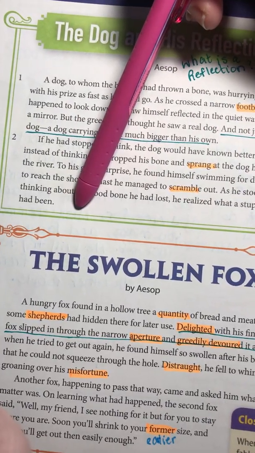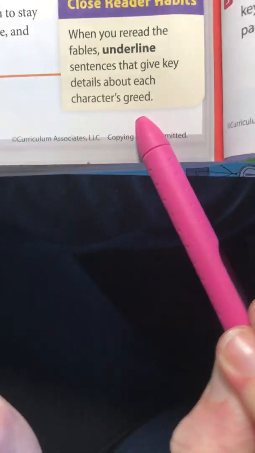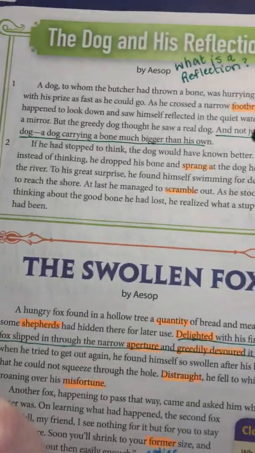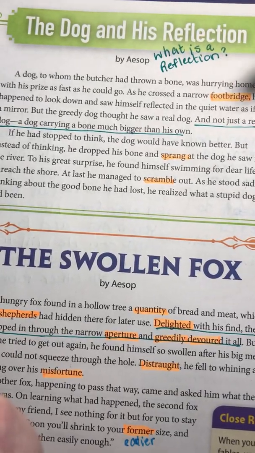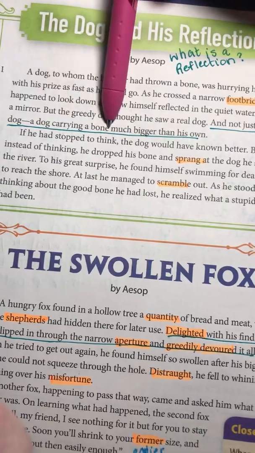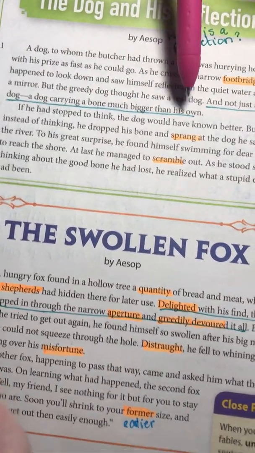Now, my close reader habits also wanted me to give a key detail about how each character's greed is shown. In The Dog and His Reflection, I think this sentence fits that: and not just a real dog, a dog carrying a bone much bigger than his own.